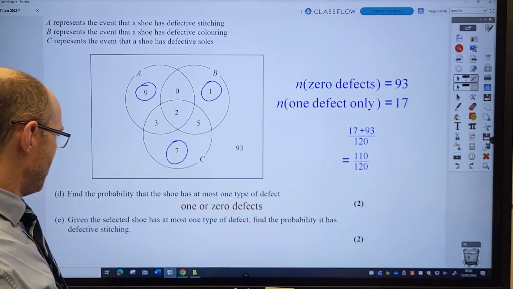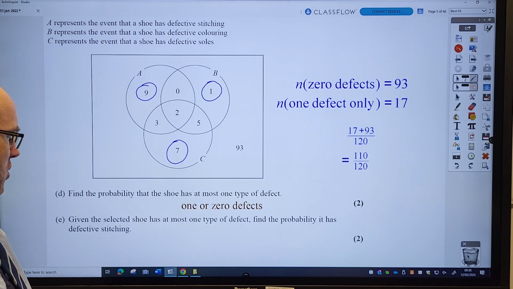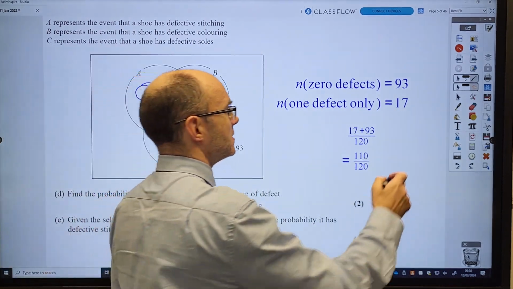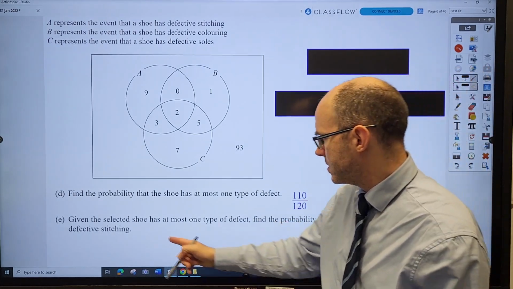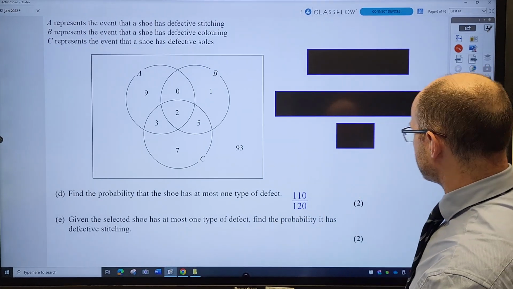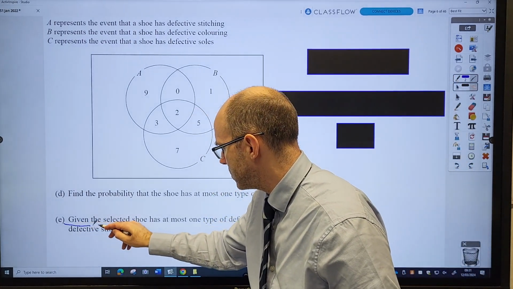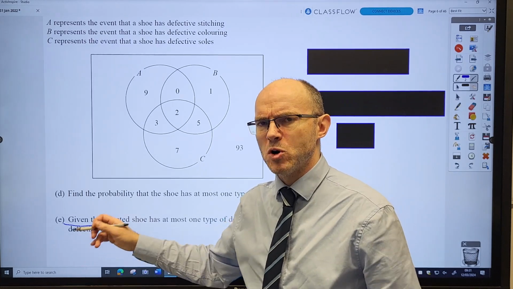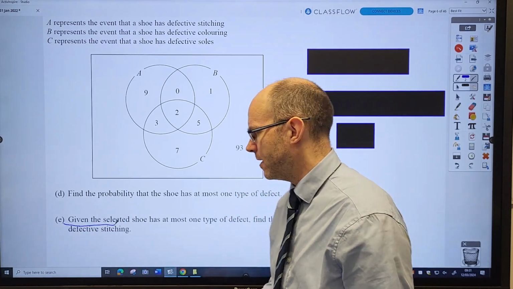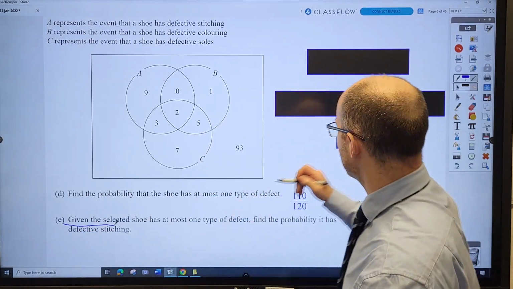Okay. For part E, given the selected shoe has at most one type of defect, find the probability it has defective stitching. So I'm going to go here for this next board. So just a reminder of our answer. Okay. Notice this is a given question, which means it's conditional probability. So look out for the word given. Whenever a probability question says given that, it's a conditional probability question.